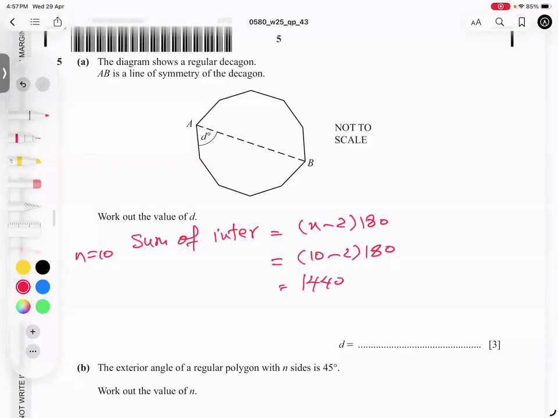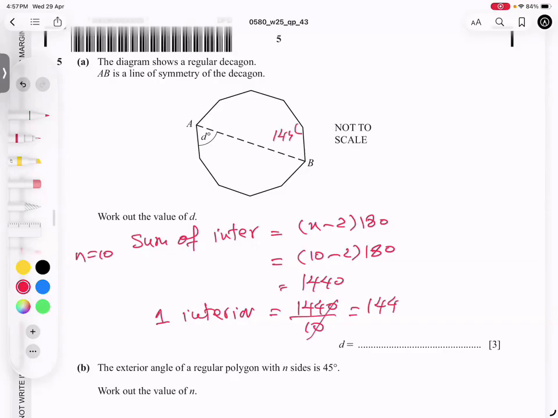But this is the sum of all. Let me explain. This plus all the angles inside, if you add them, you get 1440. But I'm looking for one angle, each interior angle. So I will divide by 10. Why by 10? Because there are 10 angles. So I got each angle as 144. It means this is 144.